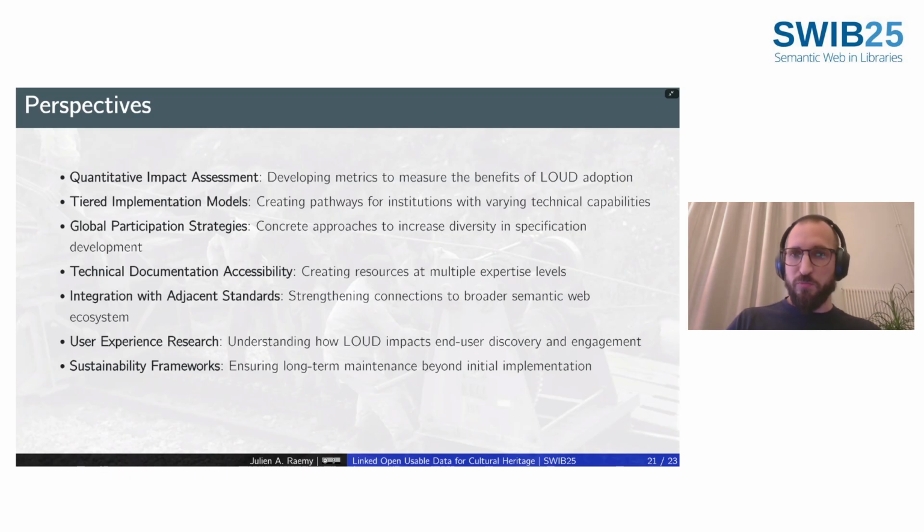More concrete global participation is needed. One good example is that IIIF has done what they call the ambassador program, and that's something that could also help in this. As for technical documentation, I know it's available at different expertise levels. That's what we have tried to do with the so-called cookbook. But even in the IIIF community, or in Linked Art with what we call patterns, it's still full-on JSON-LD with some descriptions. That's also something that we need to come up with.